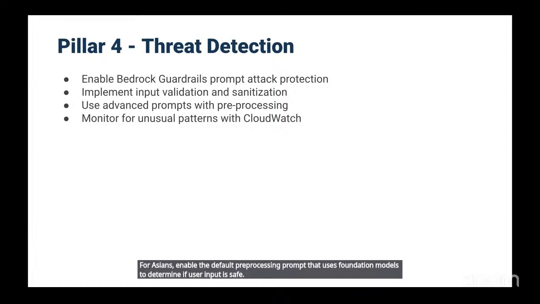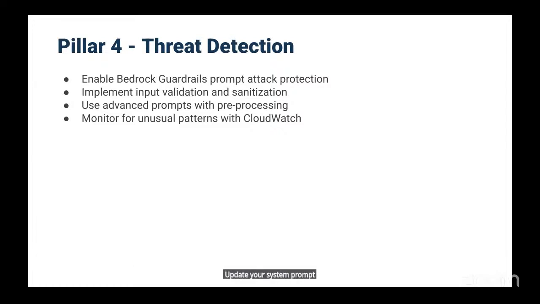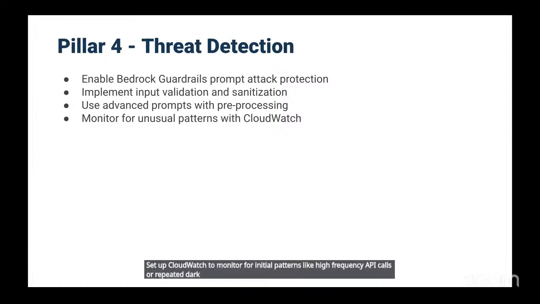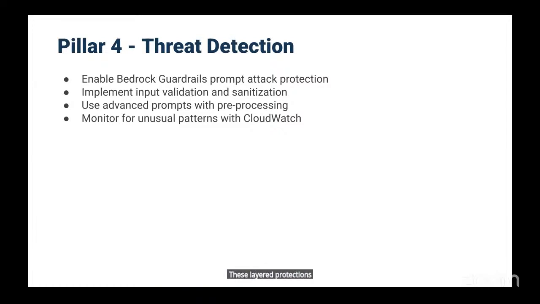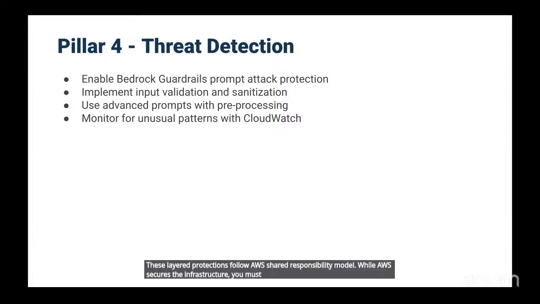Update your system prompts to clearly define what your AI can and cannot do. Set up CloudWatch to monitor for unusual patterns like high-frequency API calls or repeated guardrail blocks. These layered protections follow the AWS shared responsibility model. While AWS secures the infrastructure, you must secure your application-level interactions.